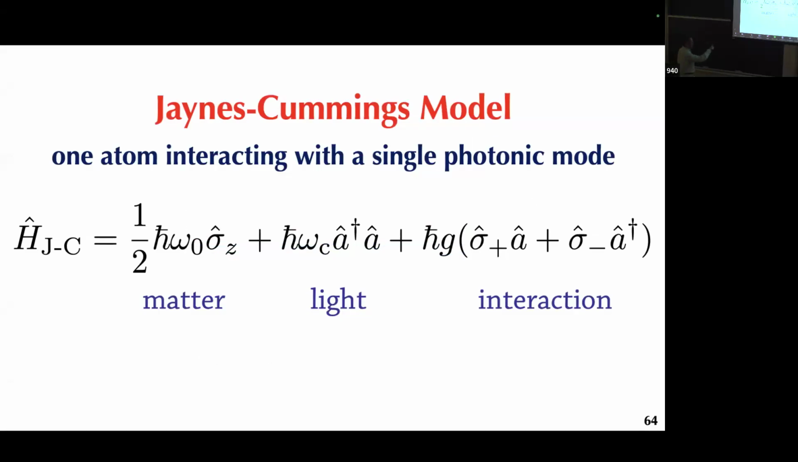Let me go back to the very basic Hamiltonian, the so-called JC Hamiltonian, Jaynes-Cummings Hamiltonian, which has the matter term, the light term, and the interaction. So the interaction term, sigma plus A and sigma minus A dagger, means one photon is destroyed and the matter is excited. So this is absorption. This is A dagger sigma minus, which means the matter is de-excited, one photon comes out, so it's emission. So everything is physical, but this is written in the so-called rotating wave approximation.